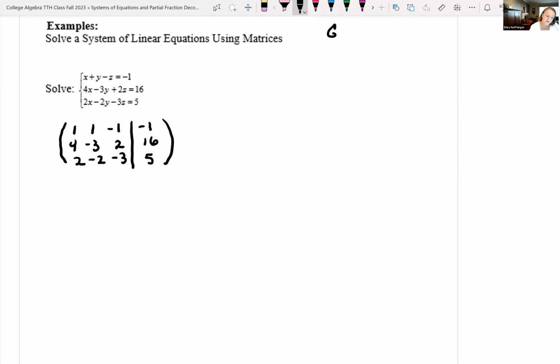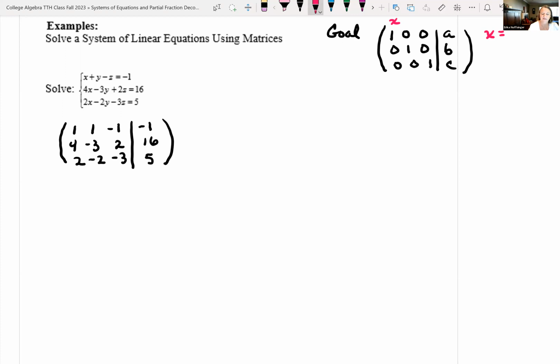Our goal, if it's possible, and it's not always possible, is to get our matrix to look like the following. In this case, 1, 0, 0, and some number, let's just call it A. 0, 1, 0, and some number, let's call it B. And then 0, 0, 1, and let's call this C. So if we can manipulate our matrix to look like this, it would give us our solution, because our first column is our x value. We would see that x plus 0y plus 0z is equal to A.